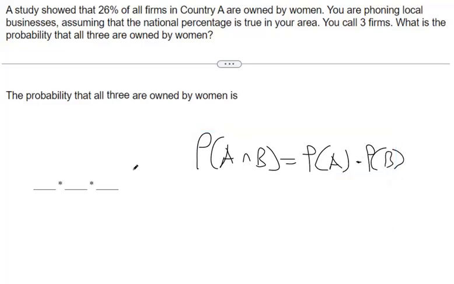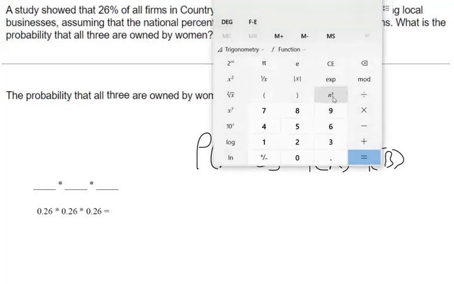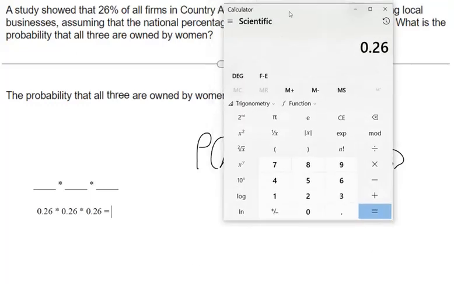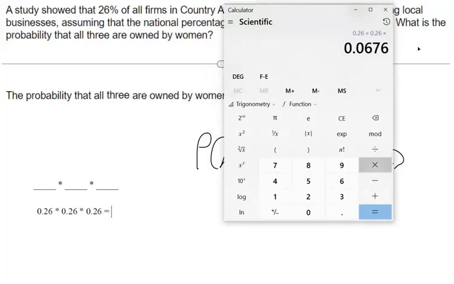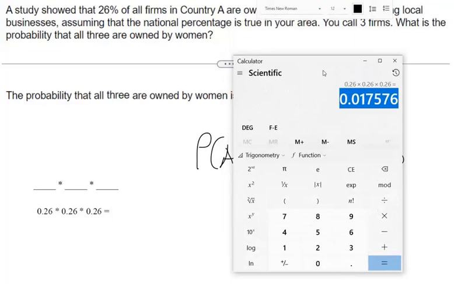And so here we're just extending that. Now we have 3 probabilities instead of 2. So it's 0.26 times 0.26 times 0.26. So it's 0.26 to the third power if you like it like that. Oops. And then, I'm going to copy this to my clipboard. There it is 3 times. So the probability is 0.017.